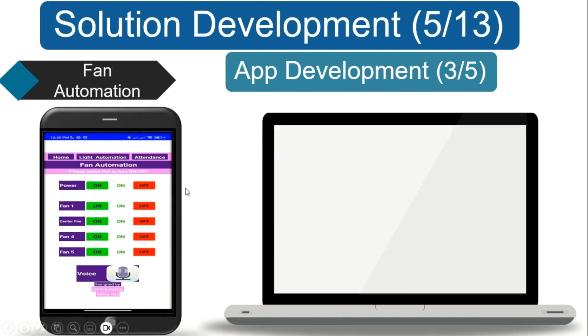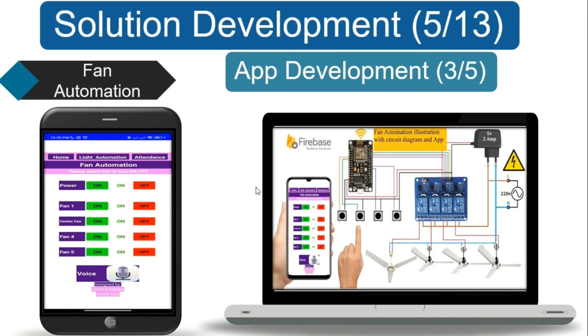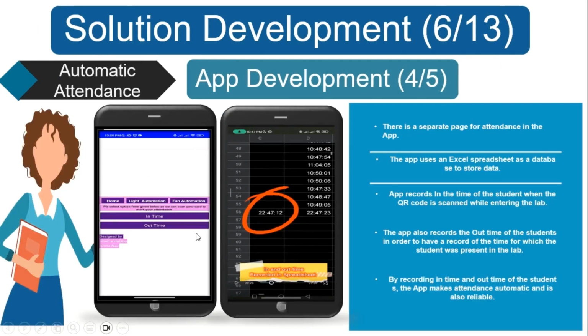The next part is the fan automation system, which is similar to the light automation system. We can turn on and off any fan of our choice. Next is the automatic attendance system. In this part, the in time and out time of the students will be stored in an Excel sheet. The teacher has to scan the QR code of the student's card, and then the in and out time will be stored in the Excel sheet as shown.